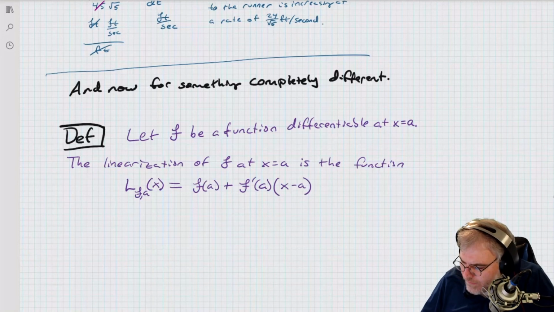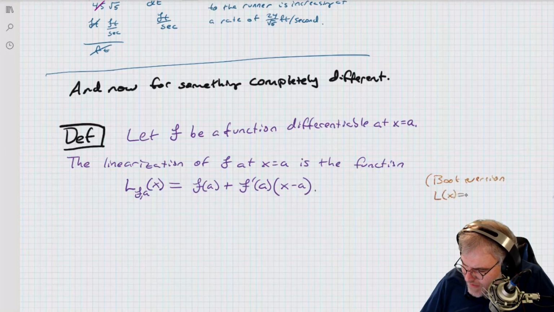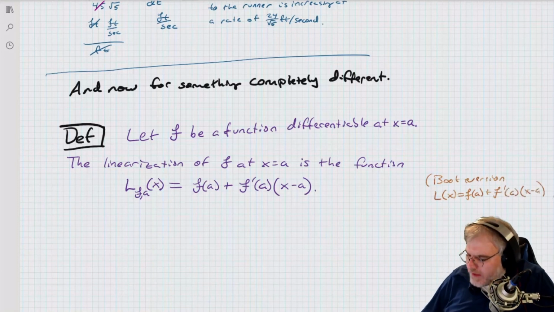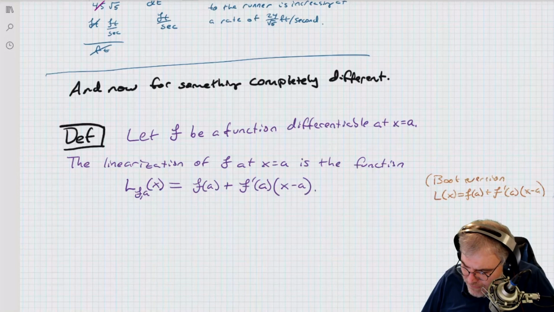Okay, so these are parameters. The book does this. If you want to know the book version, L of x equals f of a plus f prime of a times x minus a. So it's the same thing, just the book doesn't have those two parameters on it. If you'd want to do it without the parameters, I'm okay with it. But I encourage the parameters. So these are the parameters.